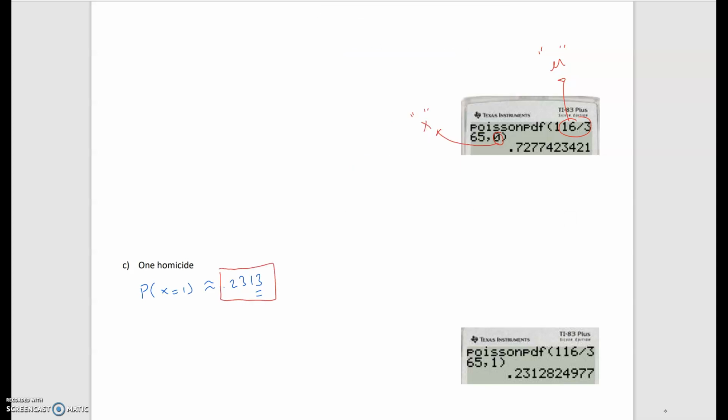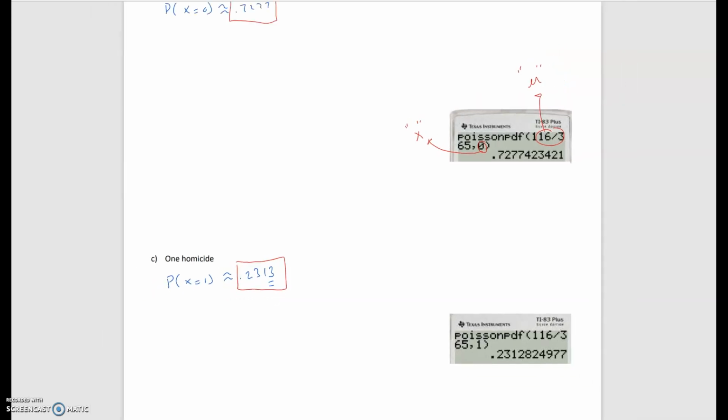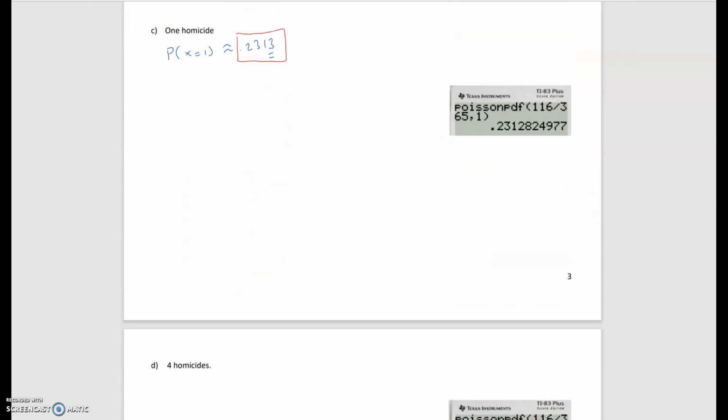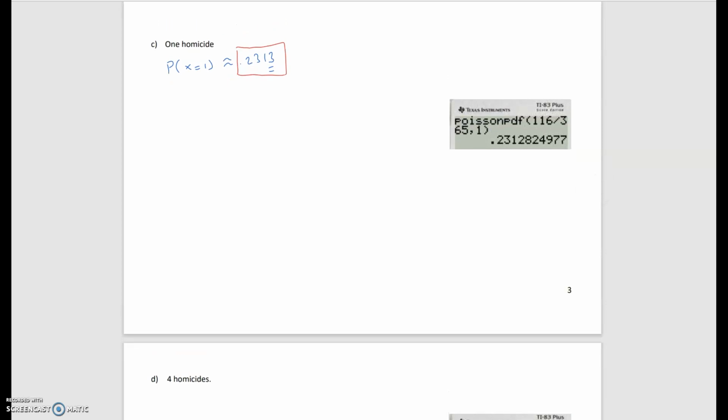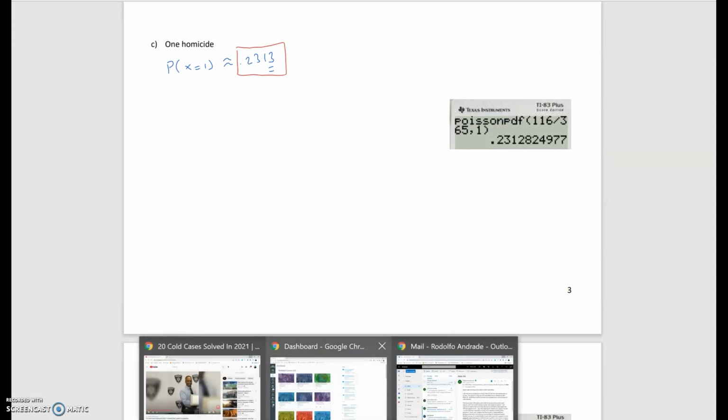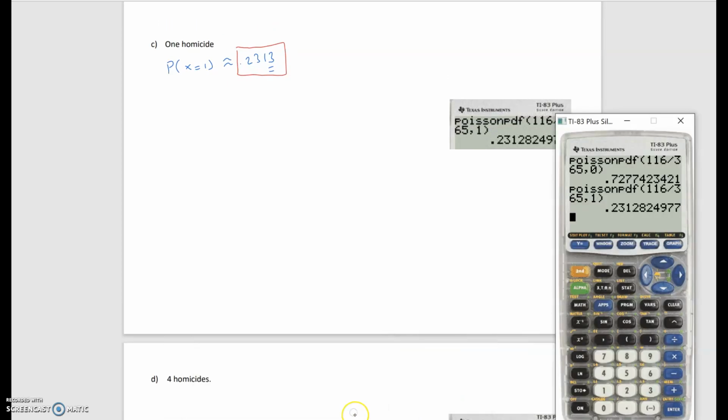That's it for this one. Let's do one more evaluation. Now we're changing it to 4 homicides. In this case, I'm just going to modify the previous answer. Notice I'm just modifying it to 4. And this one's really small.